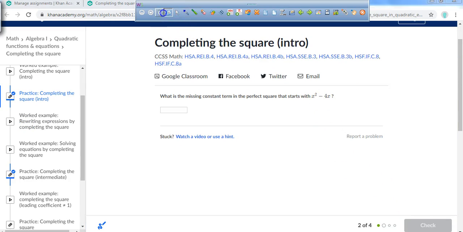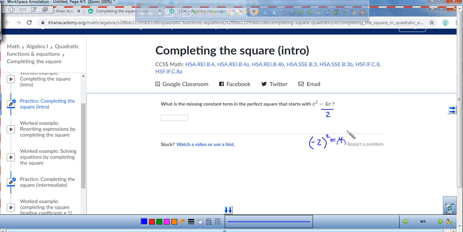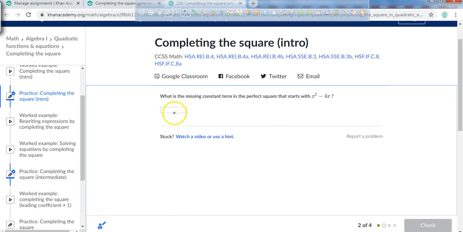Well, you've already actually done this problem. Let's take half of this number. Half of this number is negative 2. Well, what is negative 2 times negative 2? That's equal to a positive 4. So I'd have to put a plus 4 to make my perfect square trinomial, because this would become x minus 2 squared. So I'm going to put the number 4. So what did I do once again? Take half that number and square it.